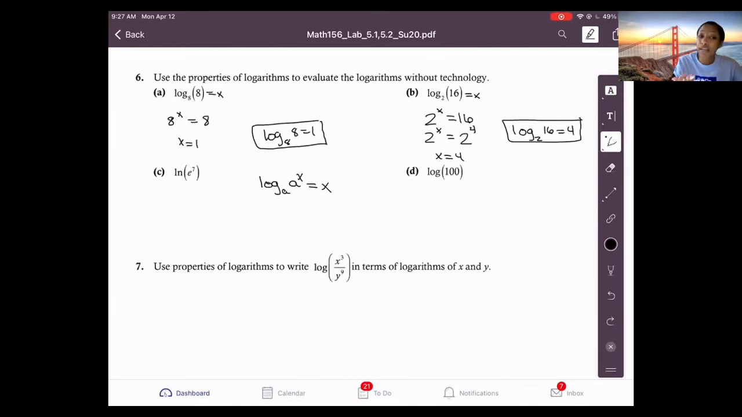Or if you didn't recognize that, let's say we did this the same way that we did the other ones. Set this equal to x. Remember, ln is base e. So this would be e to the x power equals e to the 7th. And then here it's clear that x would be equal to 7. So ln of e to the 7th power is just 7.